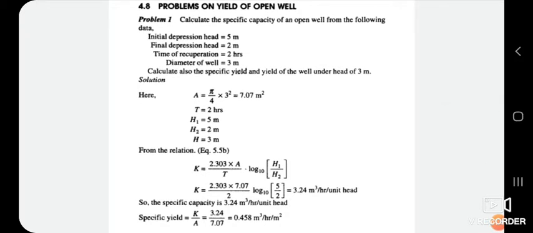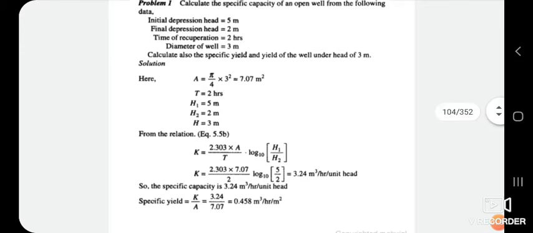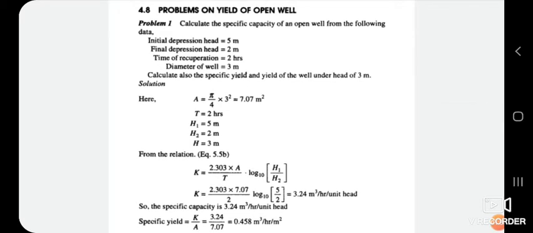Okay, so with the given data, the diameter of the well is given, so you can find the area, right? And the time of recuperation is given as 2 hours, and h1 is given as 5 meters, so that is the initial depression head, and h2 is given as 2 meter, that is the final depression head, and h is given as 3 meter, so that is the well under head of 3 meter, right? So that head is also given.